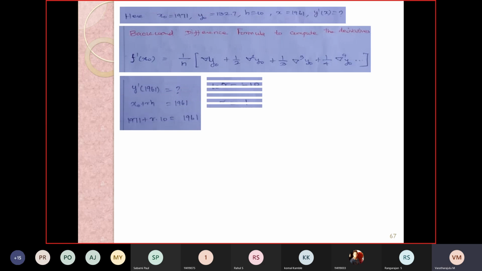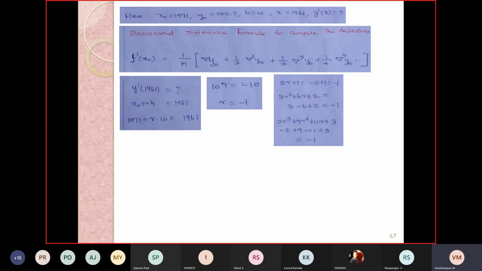Our r becomes minus 1. x naught is equal to 1971, plus r into 10 into 1961. Therefore, 10 into r becomes minus 10. Therefore, r is equal to minus 1, and I am applying my 2r plus 1, which is equal to minus 2 plus 1, equal to minus 1.